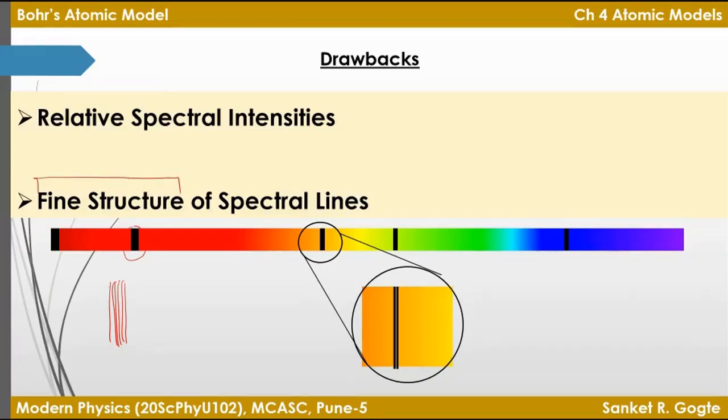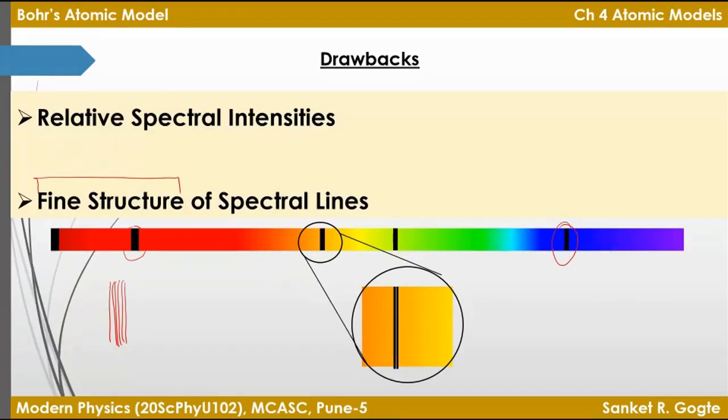And this fine structure of the spectral lines cannot be explained by Bohr's atomic model, because if it is one particular wavelength, then it is given by that particular line. Why it should be made up of smaller lines cannot be explained by Bohr's atomic model. You cannot say anything about that. So this was one more drawback, even when it comes to spectral lines of hydrogen, leave alone the other heavier atoms.